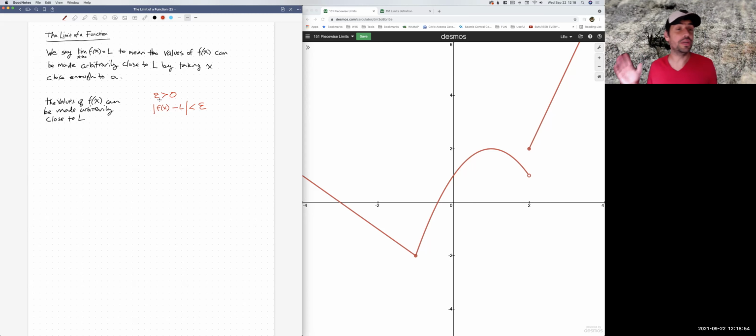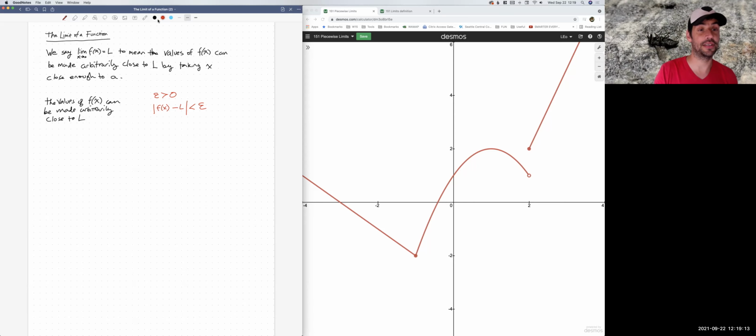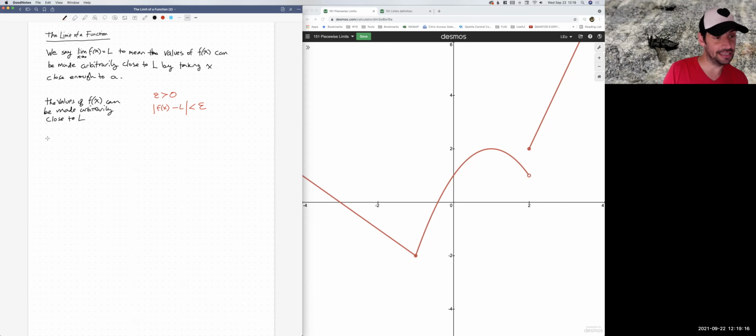And if the difference between f of x and L is less than that, that's a way of saying arbitrarily close, right? So this is an expression for closeness mathematically, right? What we're saying with this limit is that we can guarantee the absolute value of f of x minus L is less than epsilon by taking x close enough to this number a.